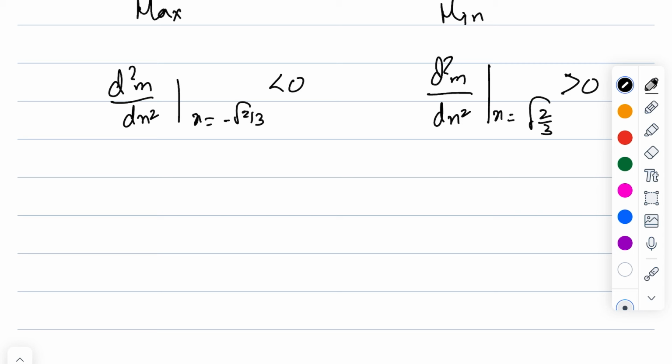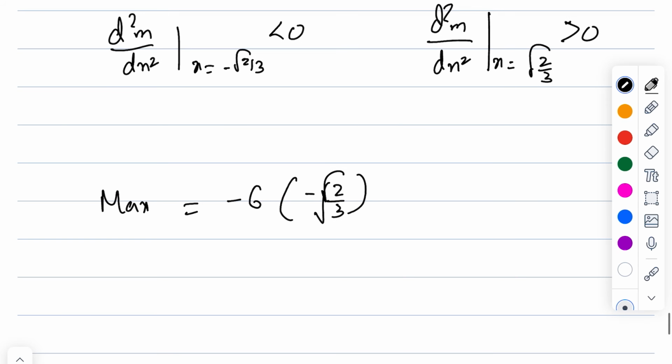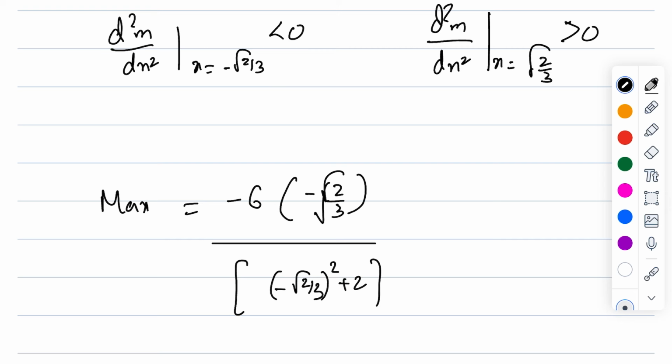And what is that maximum value? Negative 6 upon negative root 2 upon 3 divided by negative root 2 upon 3 whole square plus 2. So when you simplify that, I'm directly writing 27 upon 32 root 2 upon 3.